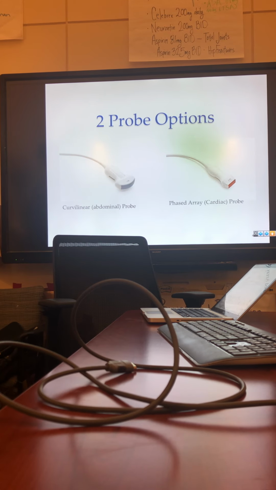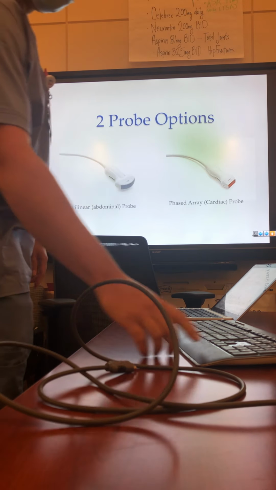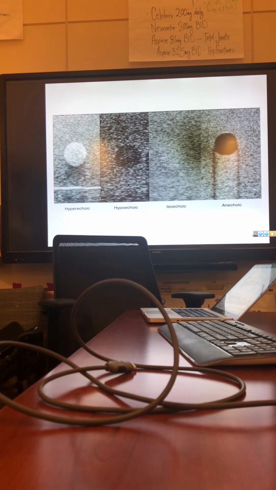The phased array, the one advantage of it is actually the small footprint. It can sneak in between ribs. So if the Morrison's is a little high, or you're trying to get the cardiac view and you're just getting rib shadow and it's in your way, you can kind of sneak in between the ribs with this. But it's a little less resolution, so start with the curvilinear one if you can.